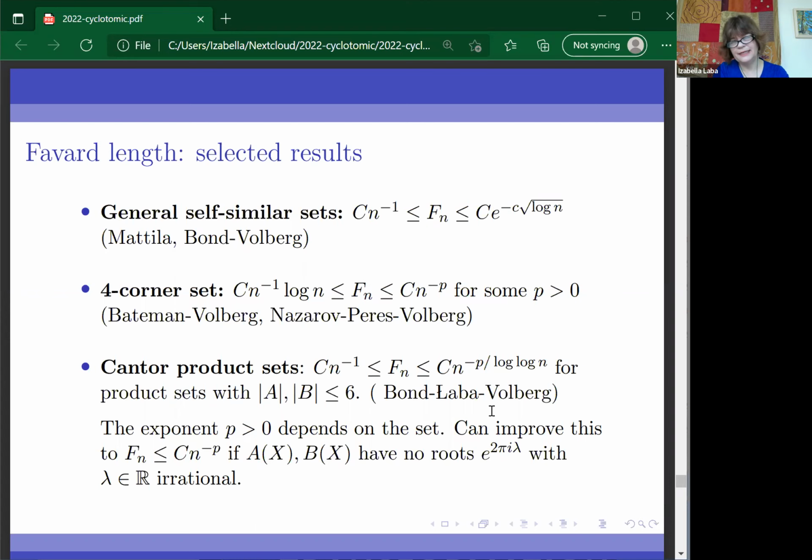So what Caleb and I were interested in doing was extending this last result due to Bond, Volberg, and myself to more general Cantor product sets. This one applied to sets where the digit sets have cardinality at most 6. And the obstacle was cyclotomic divisibility.